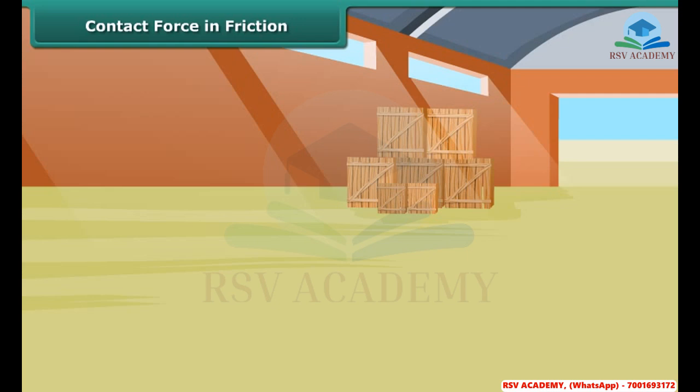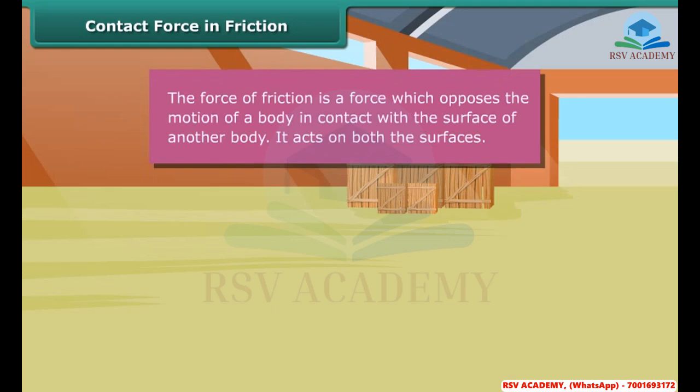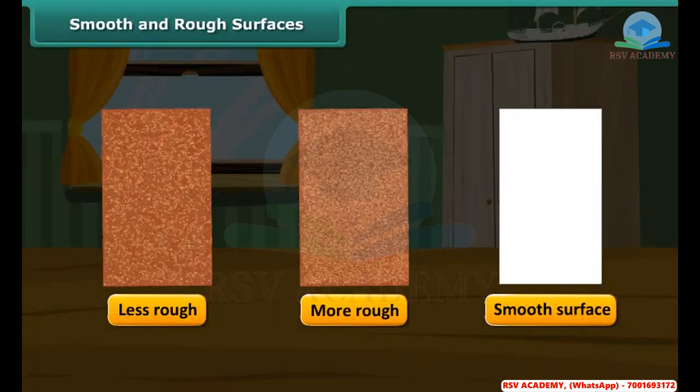Now we can easily define force of friction. The force of friction is a force which opposes the motion of a body in contact with the surface of another body. It acts on both the surfaces. Some surfaces are smooth and some are rough. Some are less rough and some are more rough.